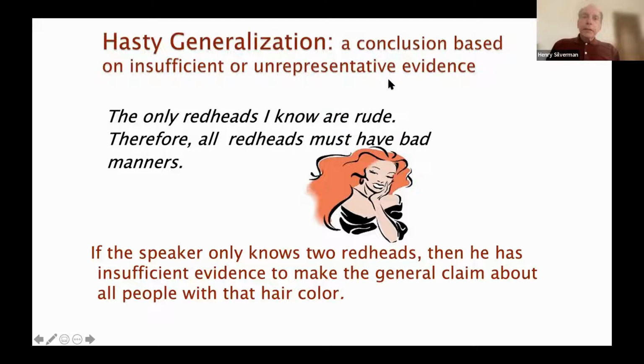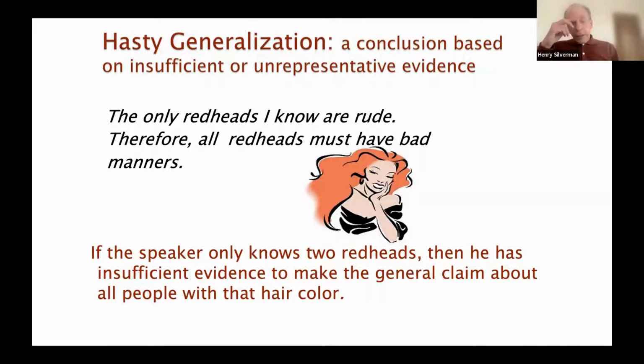So, hasty generalization, that occurs when a conclusion is based on insufficient or unrepresentative evidence. For example, the only redheads I know are rude, therefore all redheads must have bad manners. And I think we discussed this before, if the speaker only knows two redheads, like the person who watches only two Nicole Kidman movies, then he has insufficient evidence to make the general claim about all people with that hair color.